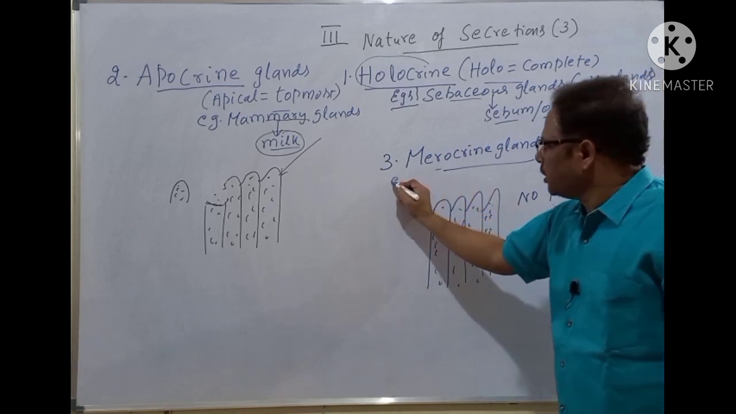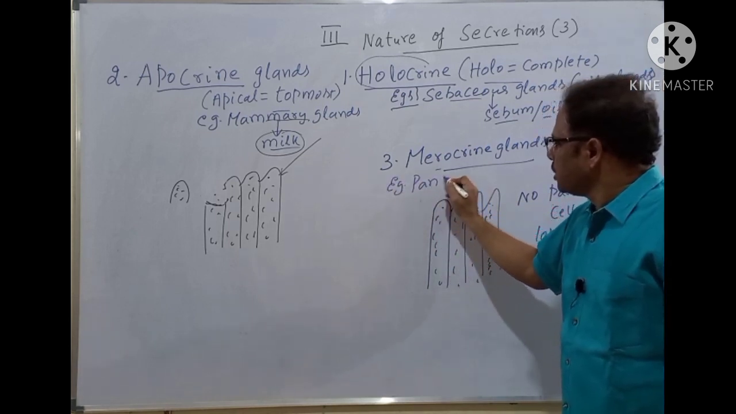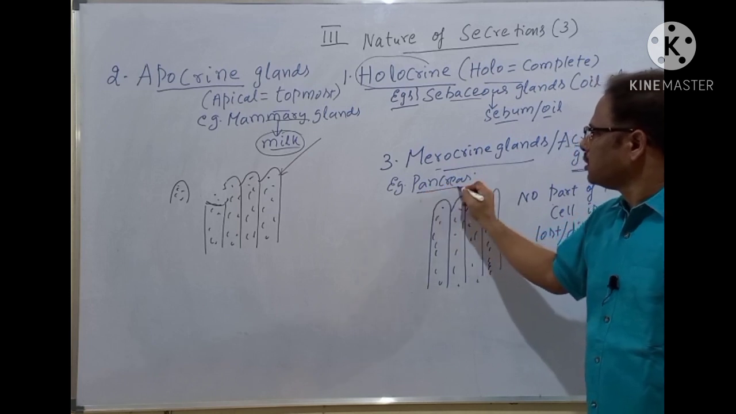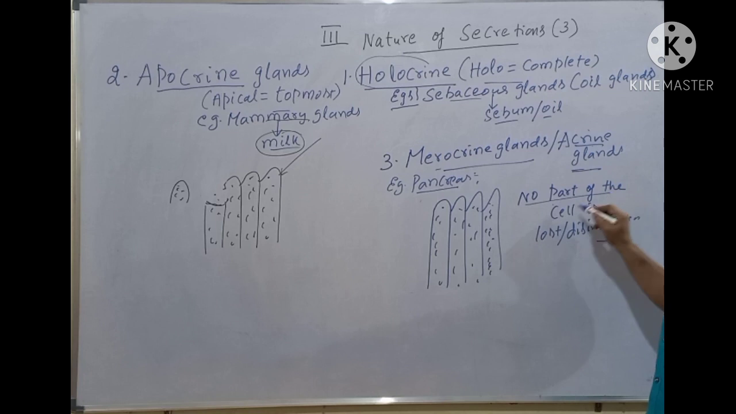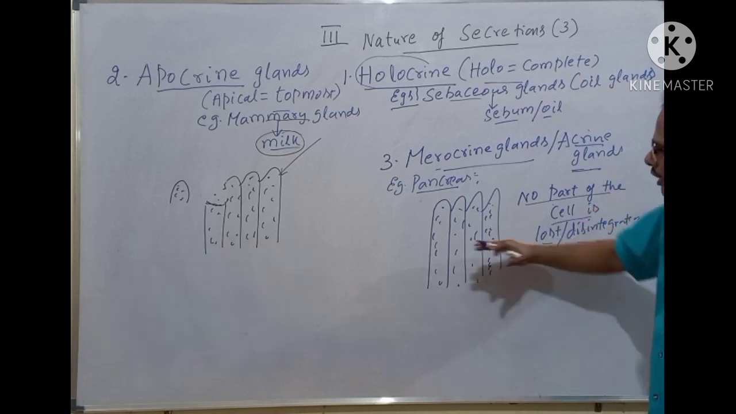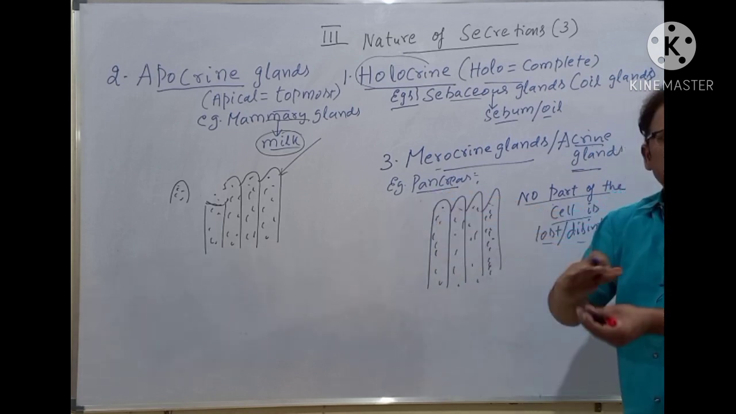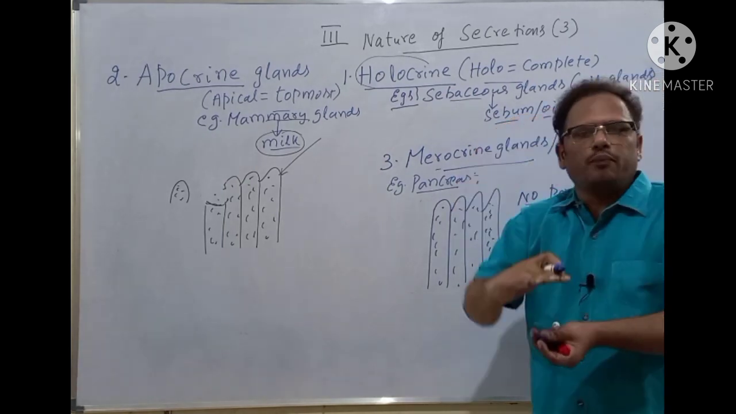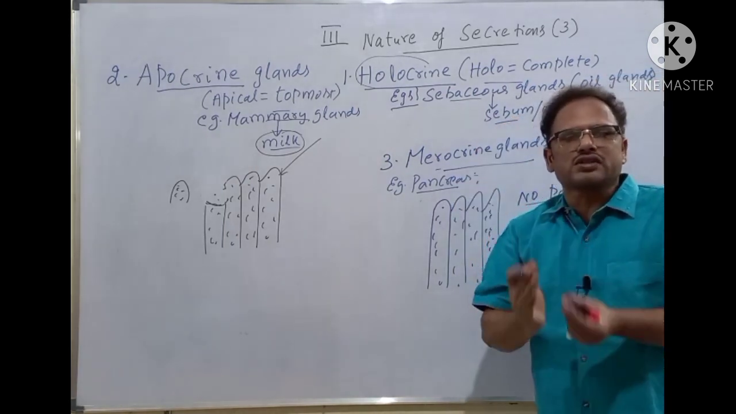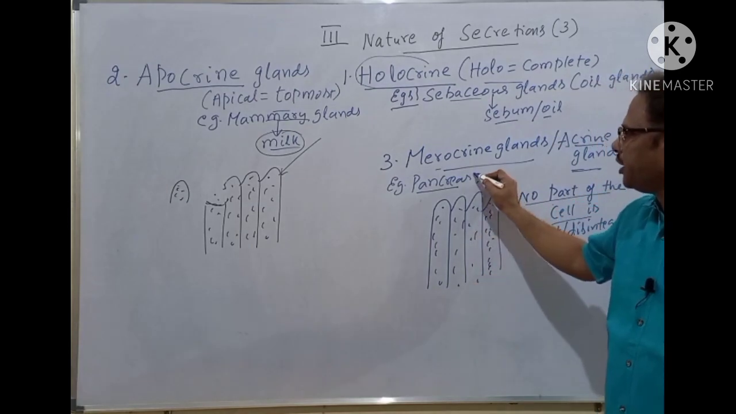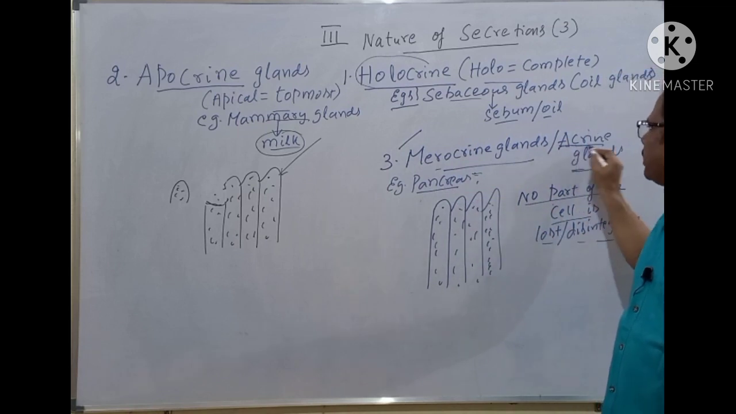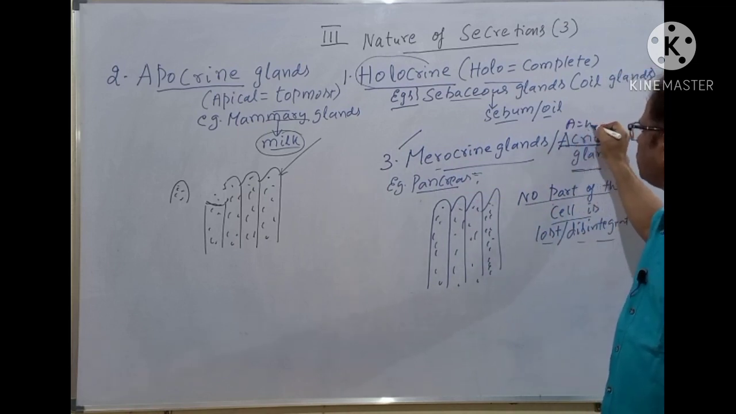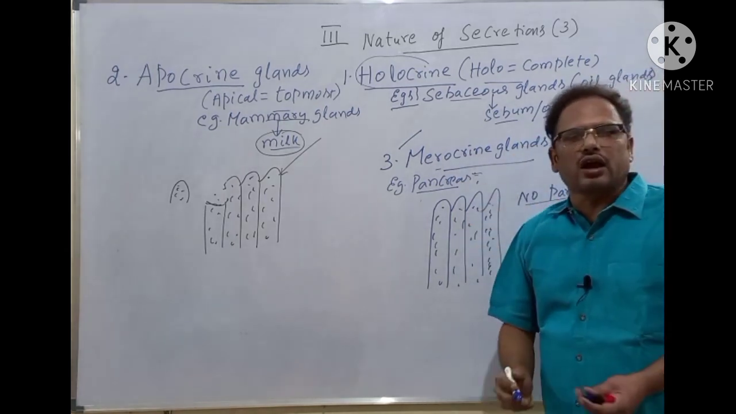Example, pancreas. During the secretion of pancreatic juice, no part of the cell is lost or disintegrated. Complete cell is remaining as it is. No part of the cell is lost during the secretion of the pancreatic juice by the pancreas, for example. And that's called merocrine or eccrine. A means without. Because no part of the cell is lost, that's why it's called eccrine.